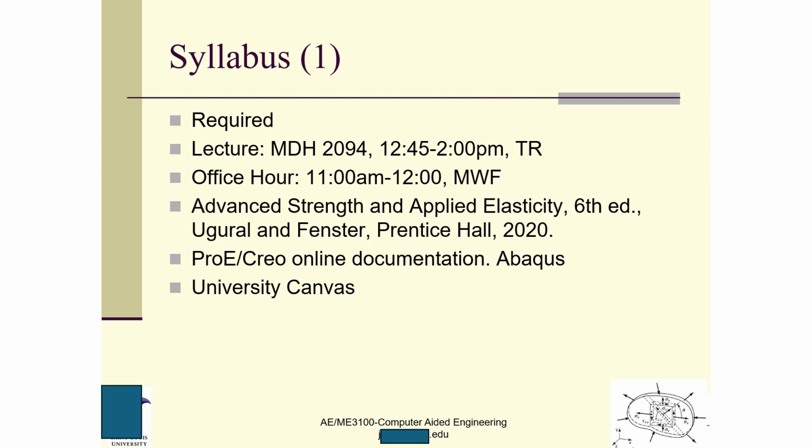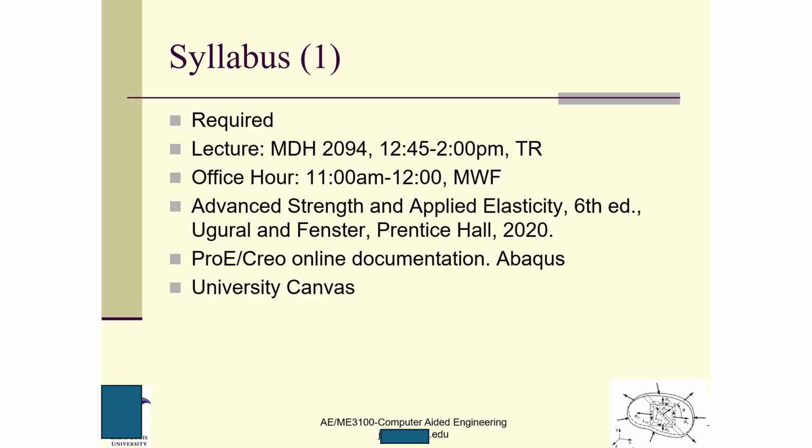First, we talk about the syllabus. And the syllabus is a contract between the professor and the students. First of all, this course, Computer-Aided Engineering, is a required course, which means that if you are a mechanical engineering major or aerospace engineering major, you need to take this course and pass this course. Otherwise, you will not be able to get your degree.